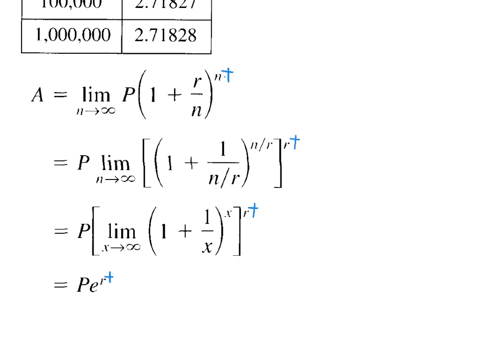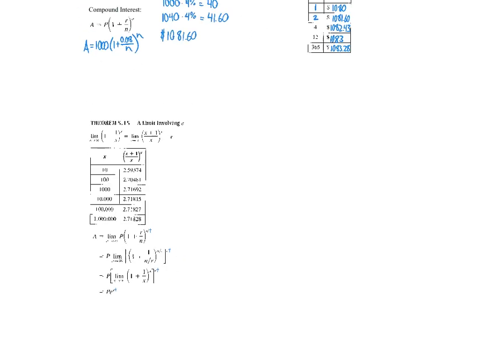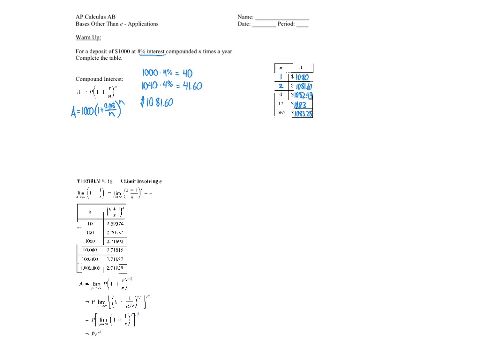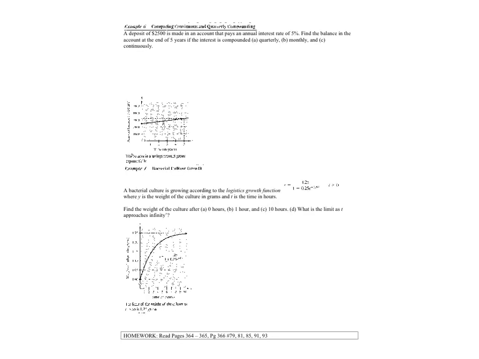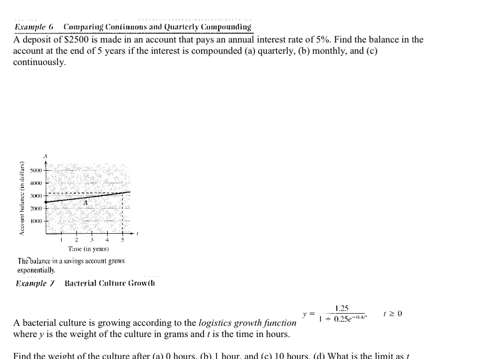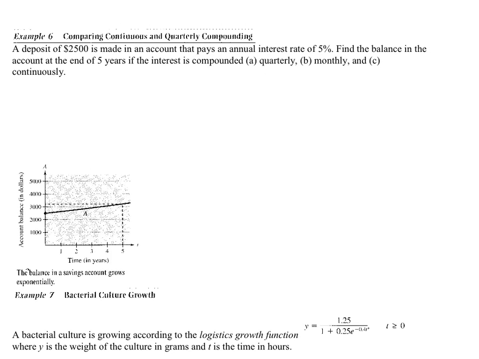Okay. All right, but anyways, this is where this formula comes from, the P times e to the rt that you used back in Pre-Calc Honors. But let's go ahead and use this a little bit. It's just a little bit of review. So take a few minutes here. Go ahead and work with somebody, and notice here it says we want, at the end of 5 years, if the interest is compounded quarterly, monthly, and continuously. Okay?